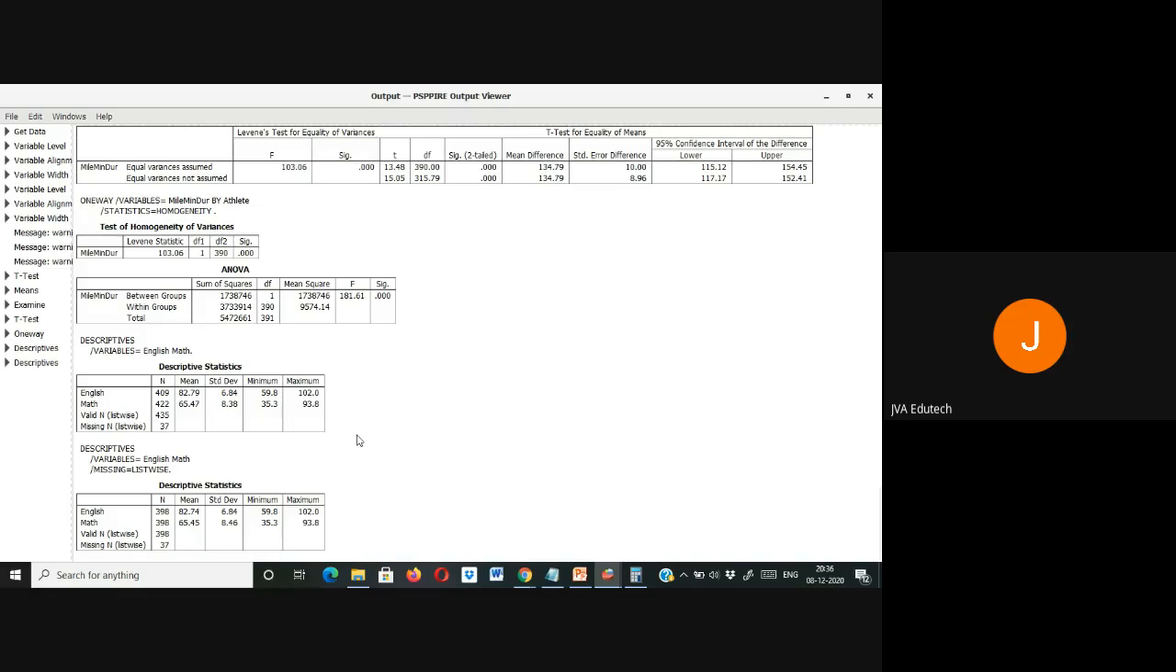Valid N means, see, I had a total sample size of how much? 398. No, sir, 398 is not the total. It's 398 plus 37. Actually, the total was this much. Because I am leaving out the missing values, those data which were found to be valid are only 398. The rest is missing. Are you getting my point?